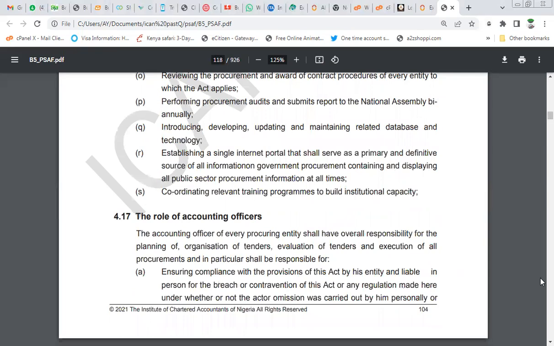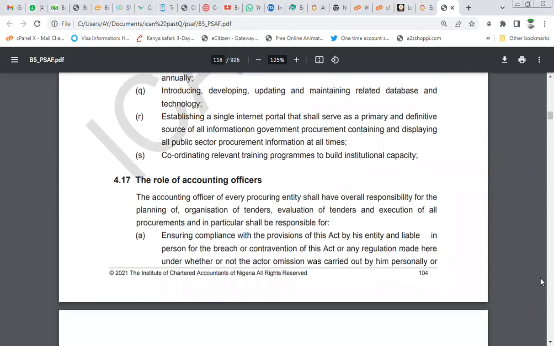So now, I want us to know the role of the accounting officer. If you remember earlier, I said an accounting officer is the head of a ministry or a department or a parastatal of a government. They are the chief executives. They oversee. In the private sector, you can call them the managing director, MD, CEO, or the general manager. Those are the accounting officers.